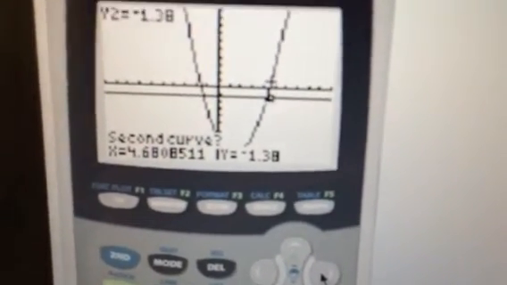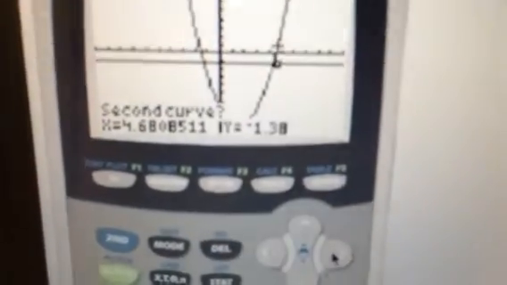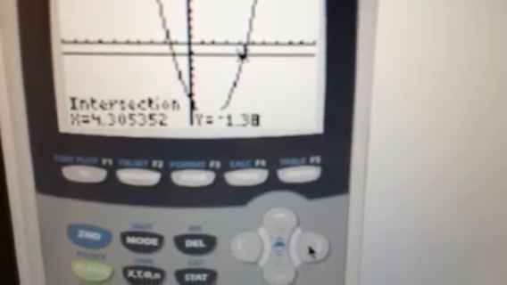Then it says second curve. Yeah, my spider, it says here, is at 1.38. I'm going to hit enter. Do I want it to guess? Sure. And it says my ordered pair there is x equals 4.035 and y equals negative 1.38. So let's do one more of those.